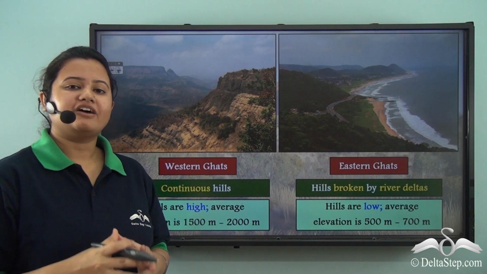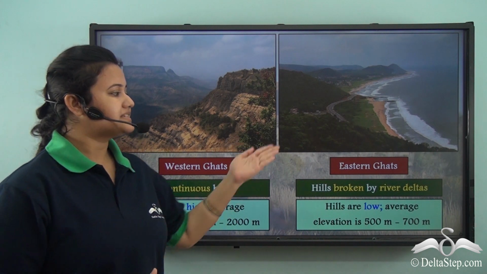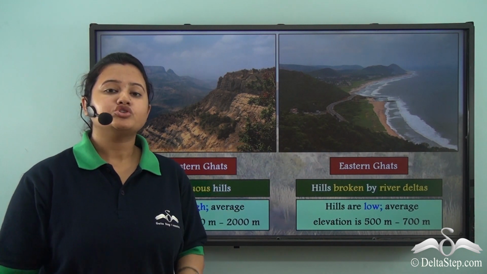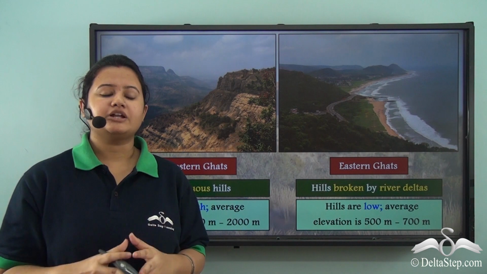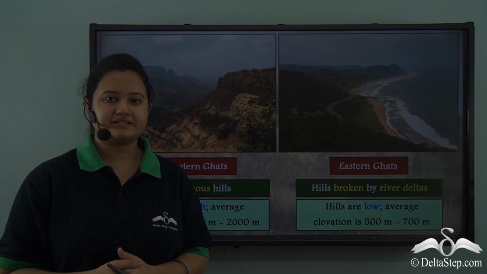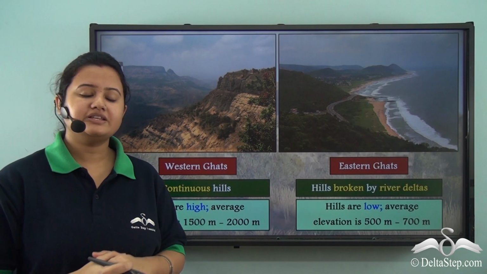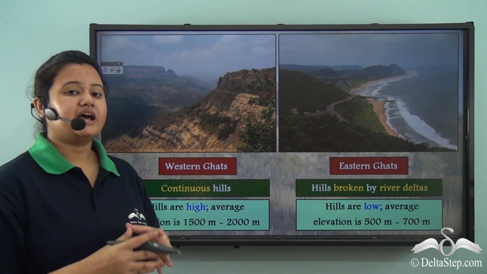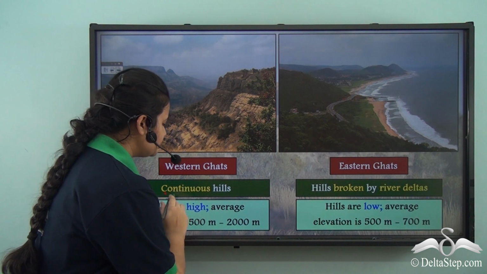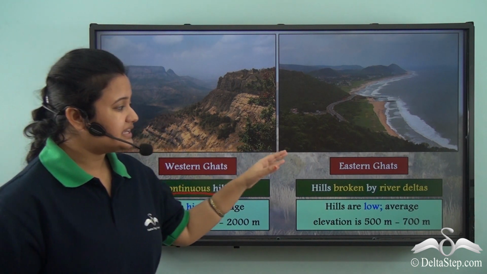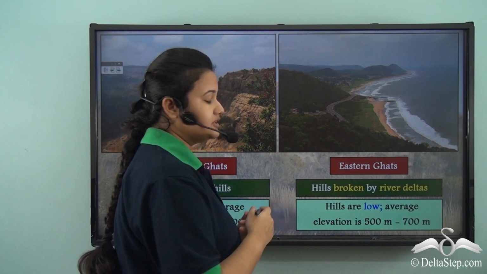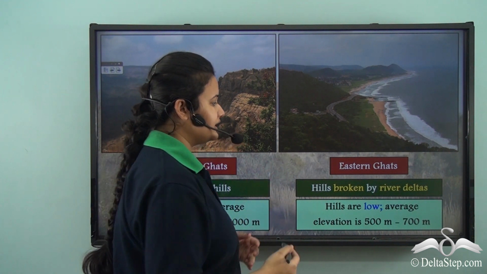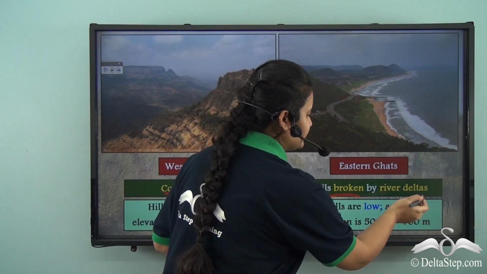So, till now we have discussed that Western Ghats and Eastern Ghats form two boundaries of Deccan Plateau at the respective sides. We shall now discuss the differences between these two mountain ranges. Western Ghats, as we know, is a continuous mountain range, whereas Eastern Ghats is a discontinuous range and it is broken at several places by river deltas.